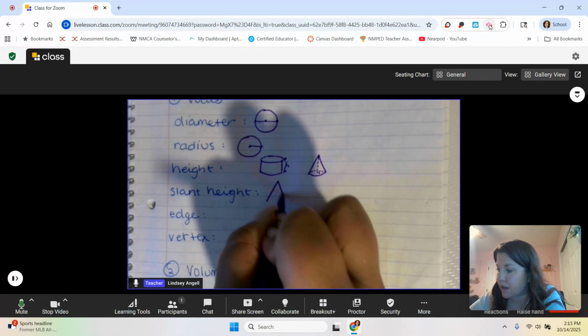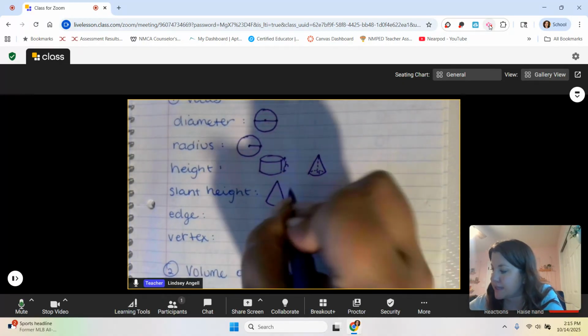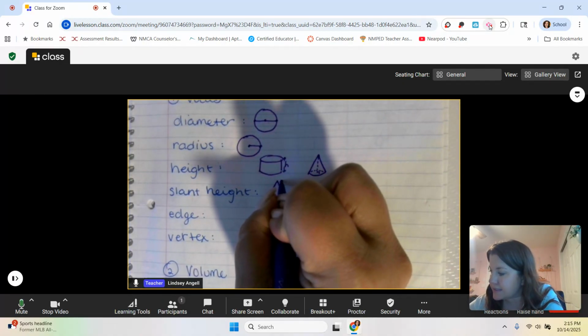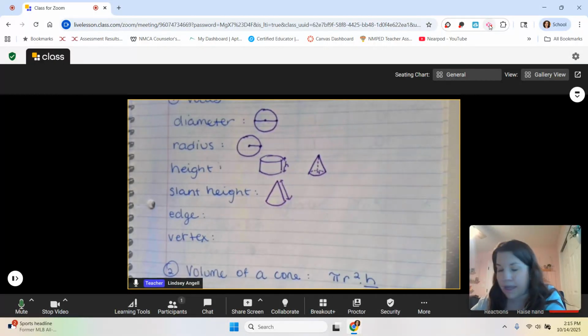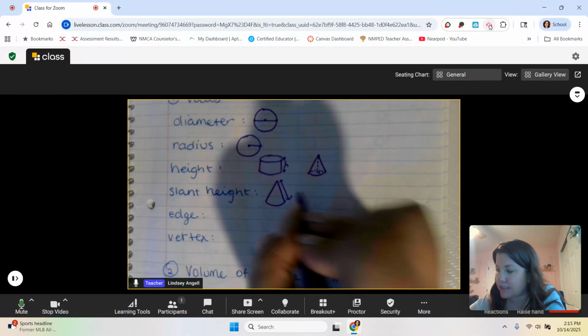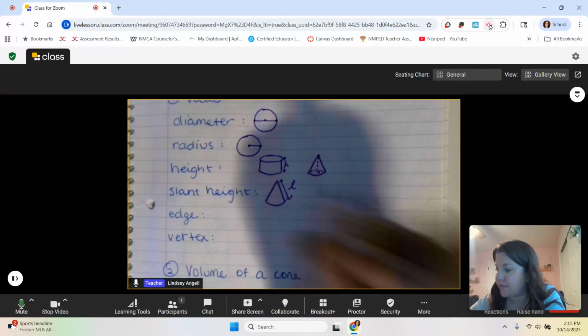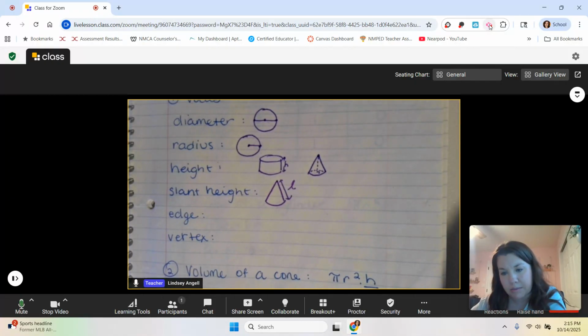Slant height refers to a cone. So if I draw a cone like this, that's this distance, how long that distance is. And usually it's signified with an L, I believe.